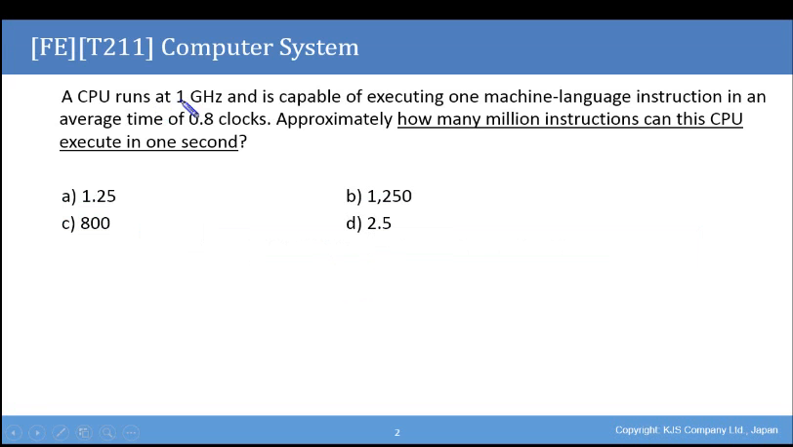A CPU runs at 1 GHz and is capable of executing one machine language instruction in an average time of 0.8 clocks. Approximately how many million instructions can this CPU execute in 1 second? Is it A, 1.25 million, B, 1,250 million, C, 800 million, or D, 2.5 million?